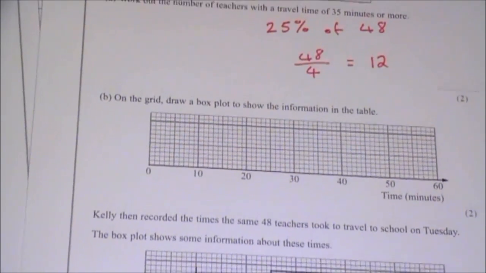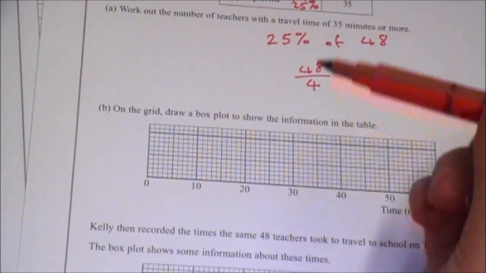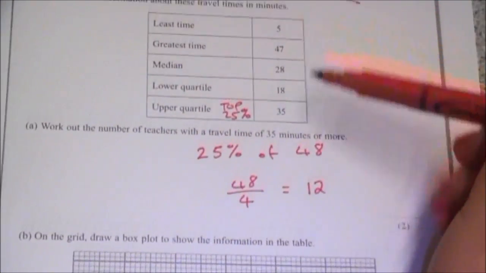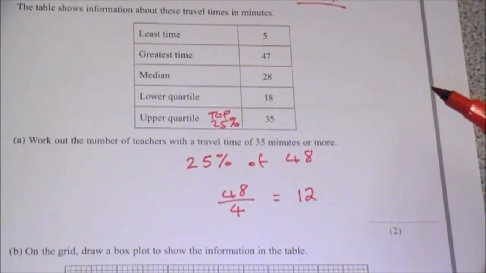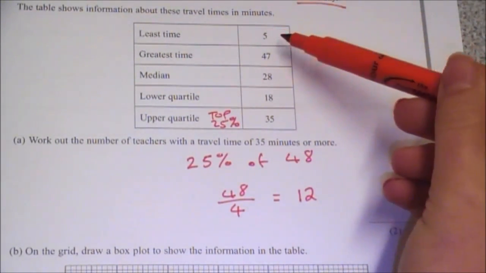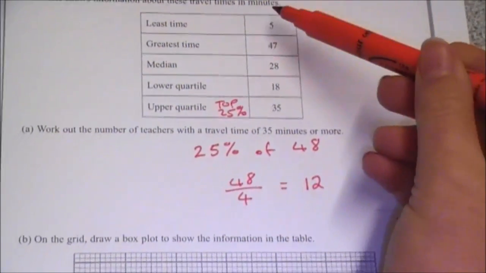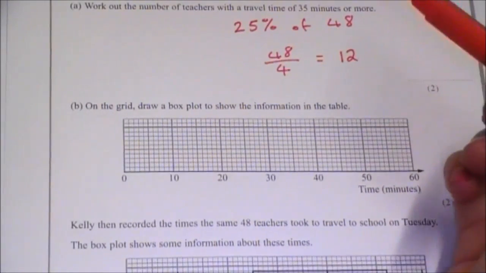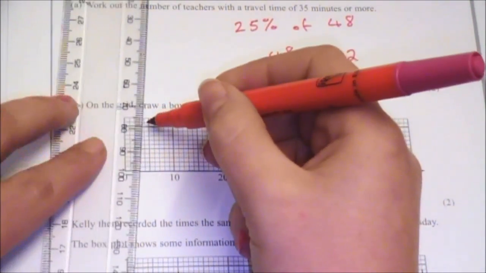Part B wants you to draw a box plot from the information in the table above. And they've been very nice and they've given you all the information there. So this is actually one of the easiest box plot questions you can ever hope for. So I just need to draw a line on my grid for each one of these values. I'm going to start with the least time, which is 5. So there's 0, there's 10, there's 5.